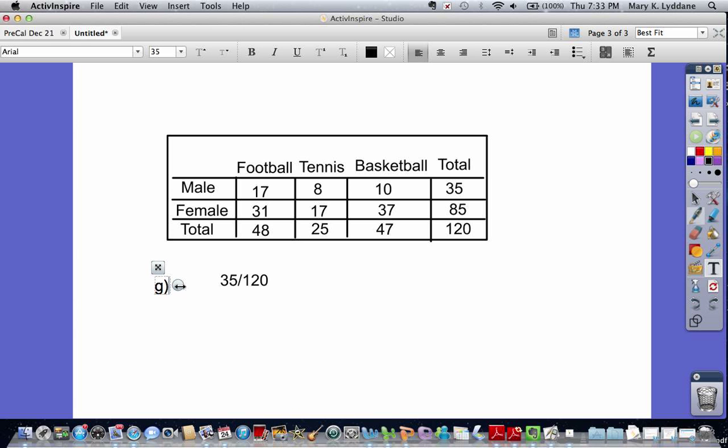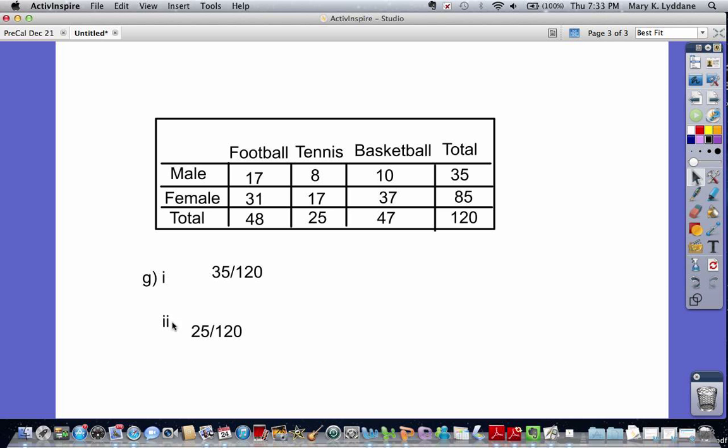So that's G little i. And then the second part of that question, G little ii, is what's the probability that they play tennis. So again, we're just going to look at the tennis players, and that value is 25 out of 120. You can change your answer into a decimal, but you don't need to. You can give your answer as a fraction, and for these probability questions, you certainly do not need to reduce. You're always welcome to, but you don't have to reduce the fraction.